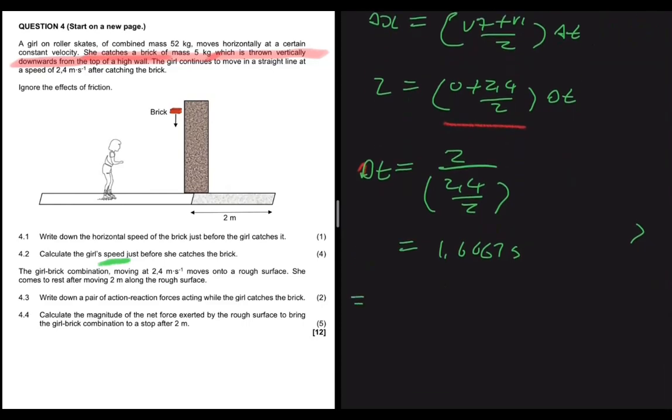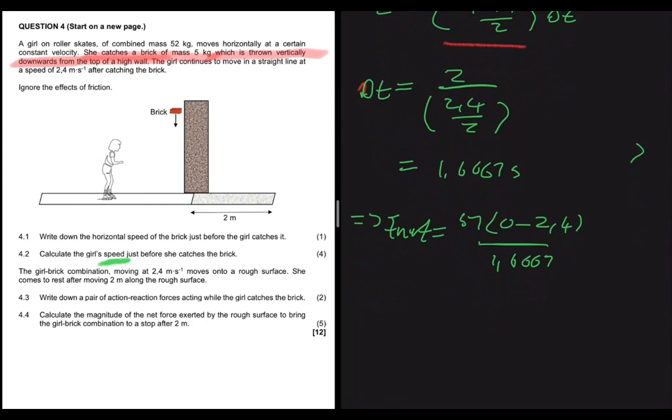Now we can substitute this delta t into the equation we had. So we have Fnet equals 57 multiplied by 0 minus 2.4, divided by delta t, which we now know is 1.6667. And if you put that in your calculator, we shall get minus 82.0784.